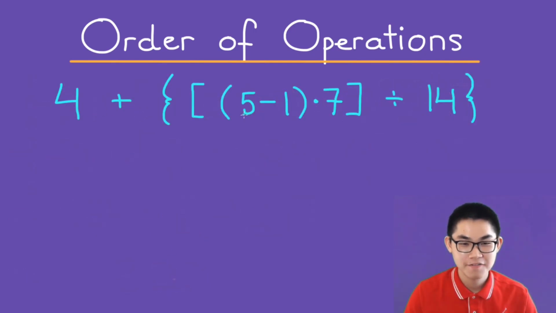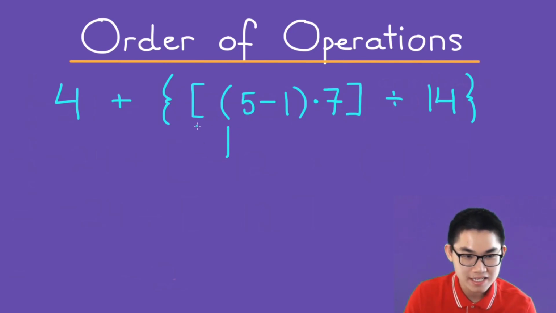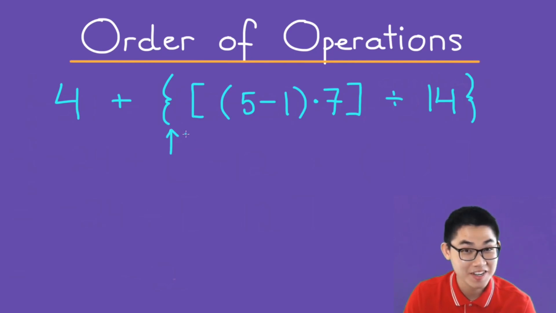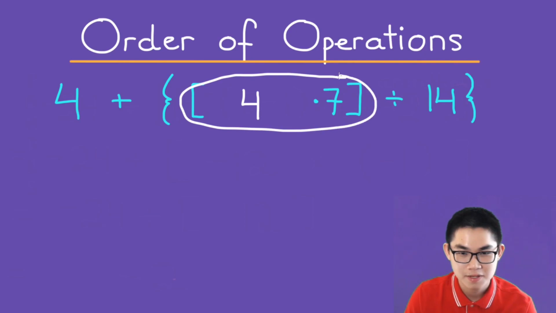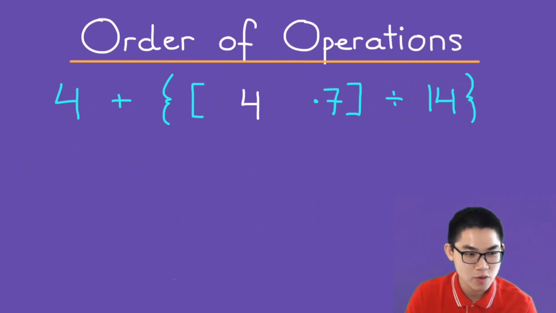Or plus 5 minus 1 times 7 divided by 14. So here we see the normal bracket, then we see the angle bracket, and then we see another set of brackets. So there's a lot of brackets going on here. Let's do this one. We see that this one is the innermost bracket. 5 minus 1 gives you 4. And now let's do this one. So 4 times 7 gives you 28.